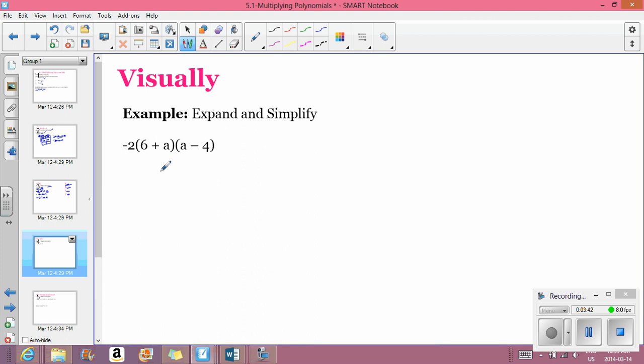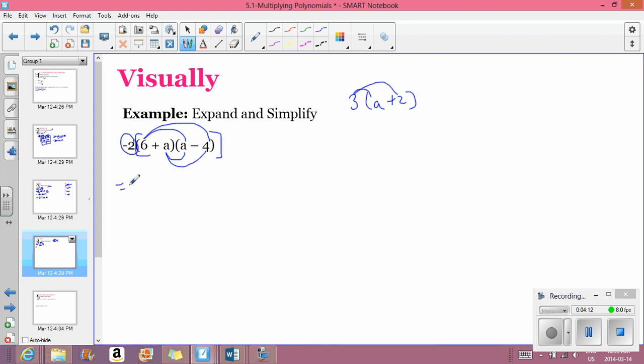The other way is to look visually. Now this one's a little bit trickier because we have a value in front. For right now, we're going to ignore that, and we're just going to worry about the brackets here. So visually, what that is, if you think about the distributive property, 3a plus 2, we take this and we distribute it to every single term. So we're going to look at this 6 here, and we're going to distribute it to every single term in the second bracket. Then we're going to do the exact same thing with this a, and we're going to take it and we're going to distribute it to every single term in the second bracket.